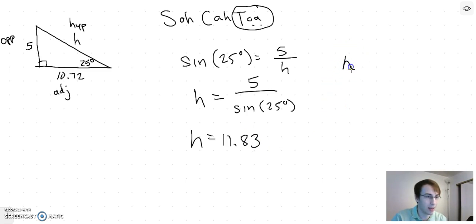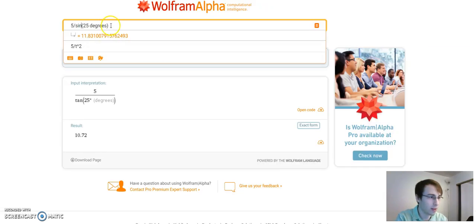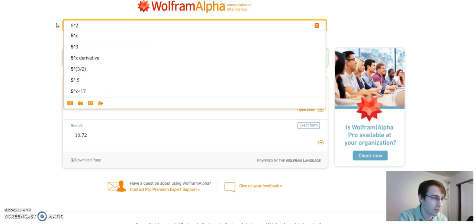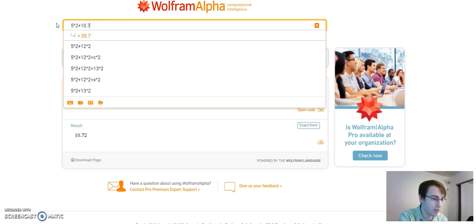Now let's check this using the Pythagorean theorem. So we know that h squared is equal to 5 squared plus 10.72 squared. So let's do 5 squared plus 10.72 squared. We get 139.92.